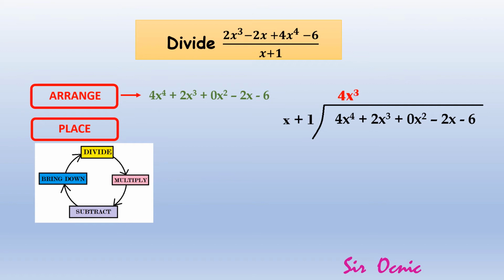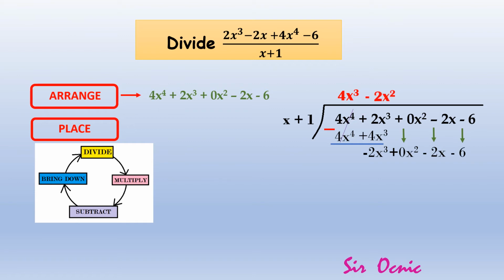4x to the fourth divided by x is equal to 4x cubed. 4x cubed times x is equal to 4x to the fourth. 4x cubed times 1 is equal to 4x cubed. Subtract the terms, that is equal to 0 and negative 2x cubed. Bring down 0x squared.